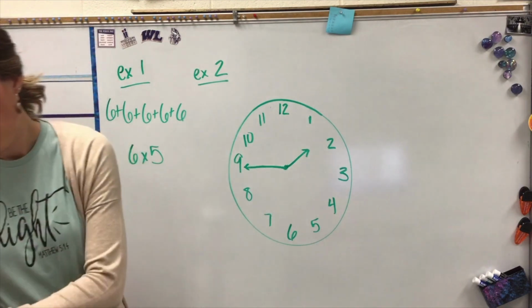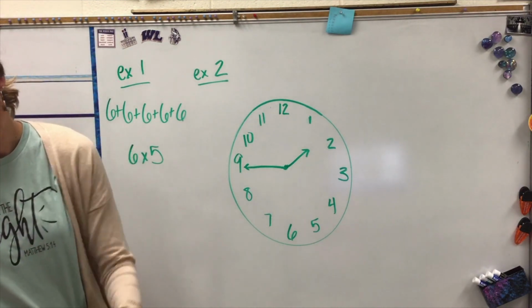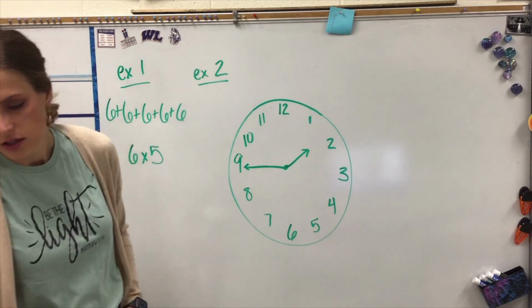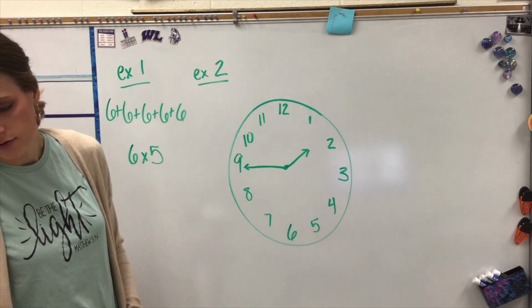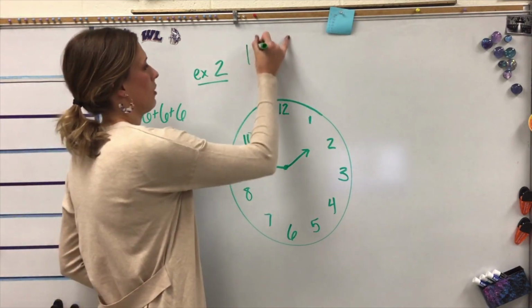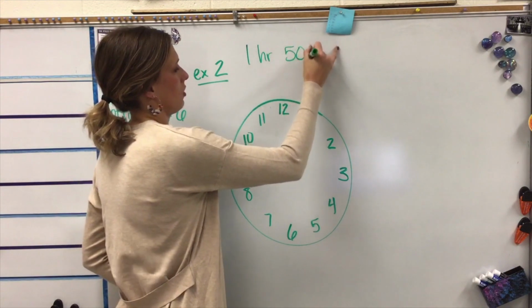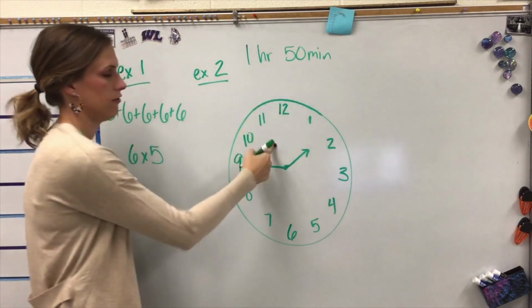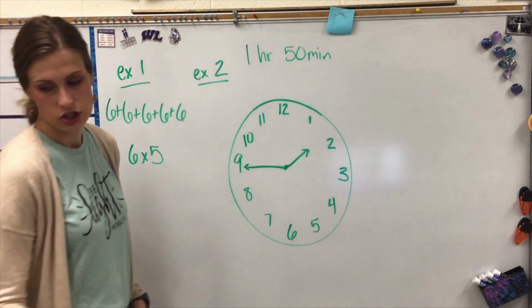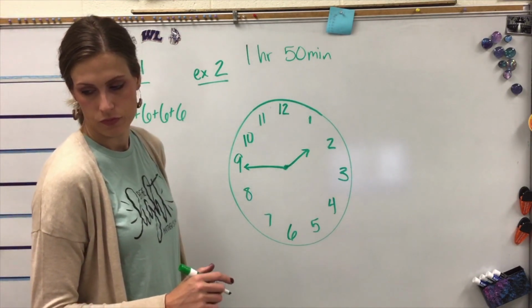Example 2. Looking at an elapsed time problem. In the afternoon, she arrives home from school 1 hour and 50 minutes later than the time shown on the clock. So we're looking for 1 hour and 50 minutes after this. What time did she arrive home?